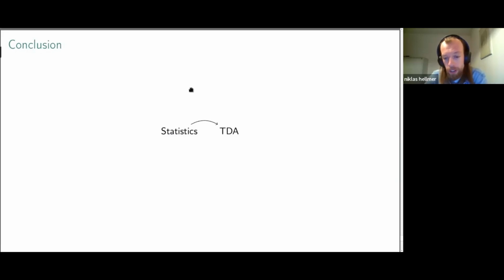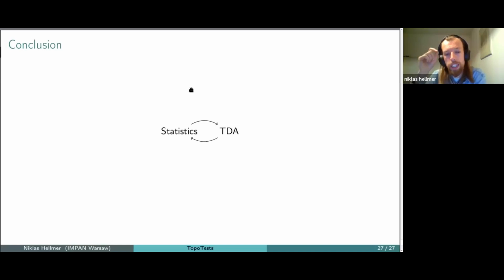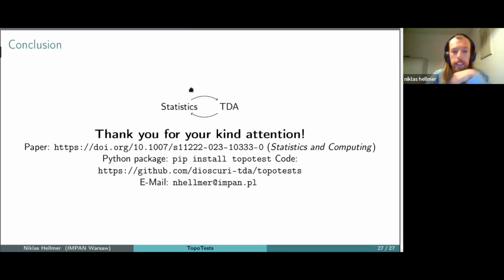So to conclude, we'd like to point out that you can do not just statistics in TDA. Of course, this is also something very cool and something that people look at, asking whether a point in a persistence diagram is actually significant. But you can also go the other way around and use TDA to answer statistical questions. So it's not a one-way road, it goes both ways. And with that, I would like to thank you for your kind attention.